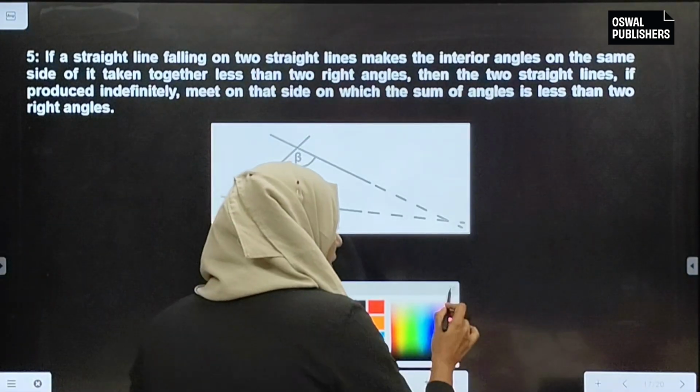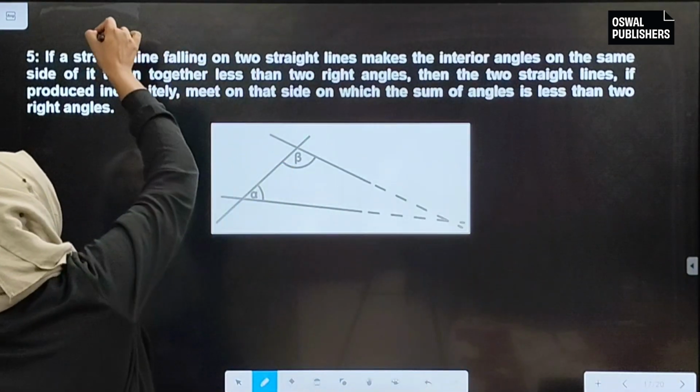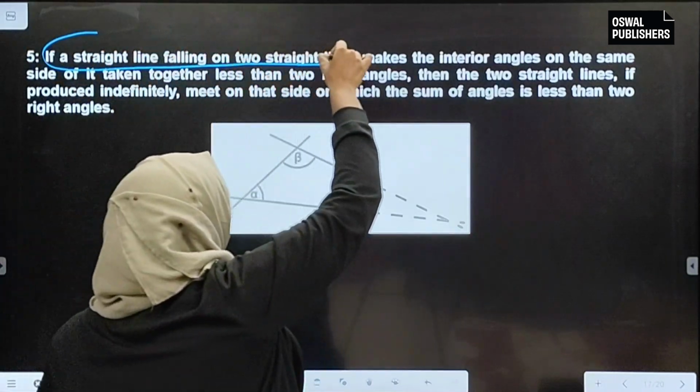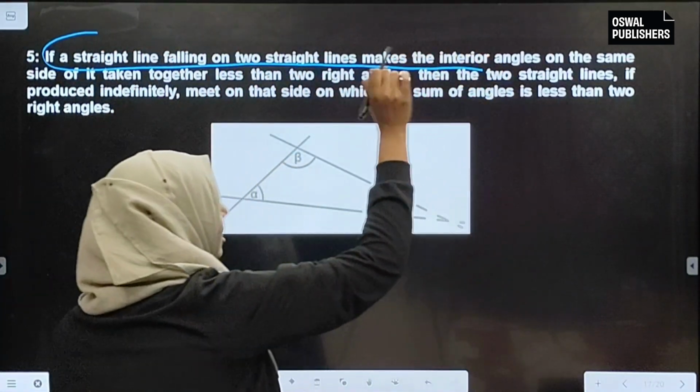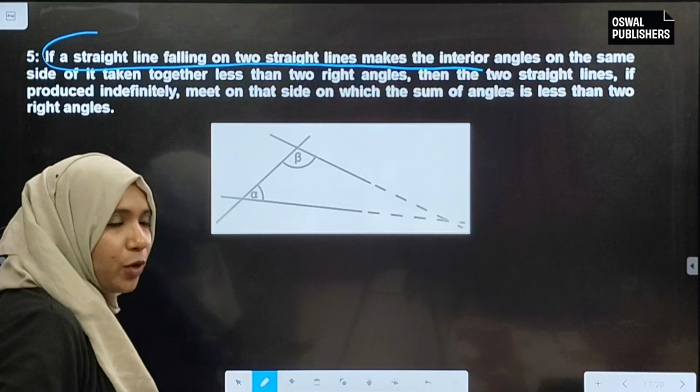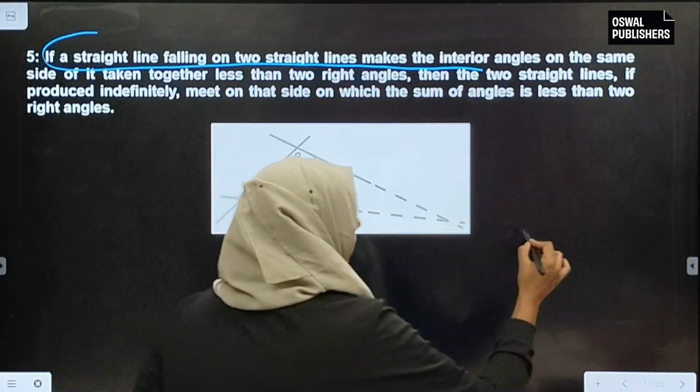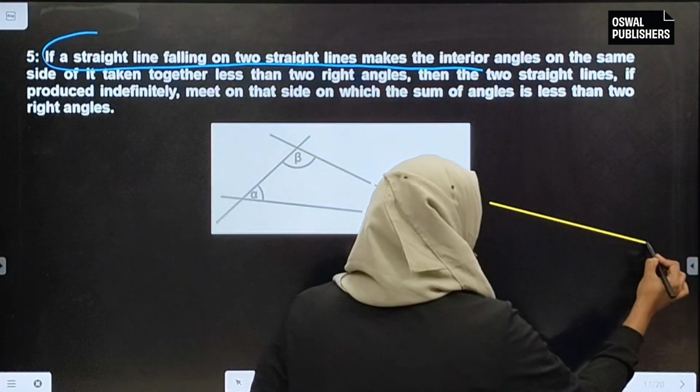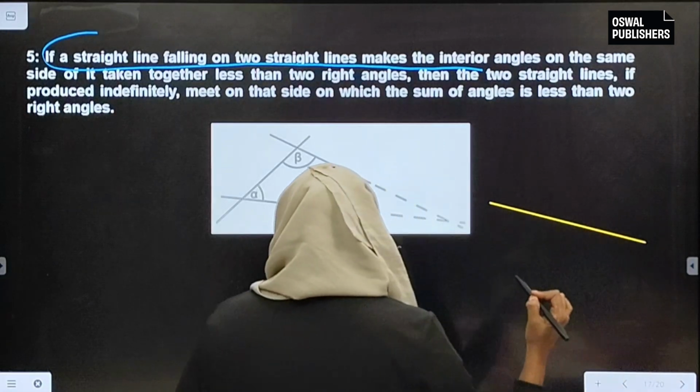Okay, while reading, it may feel very difficult. If a straight line falls on two straight lines, okay, suppose we have two straight lines in hand. Look here. Suppose consider that this is one line, and the other line is this.